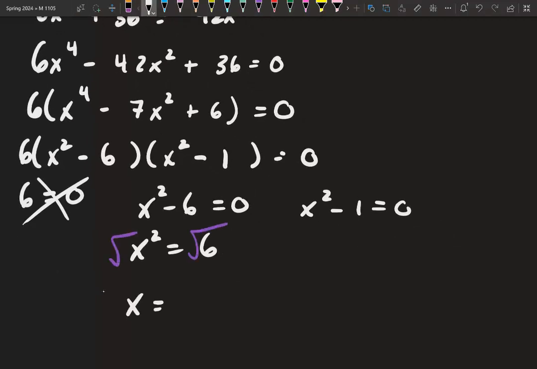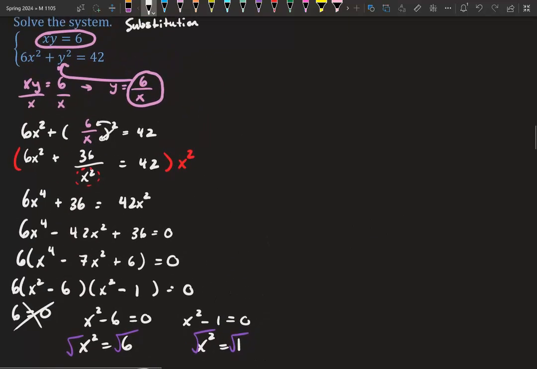And we get x equals positive negative square root of 6. Same thing on the right side. We're going to add 1, so we have x squared equals 1. We square root it. So we get x equals positive negative 1.